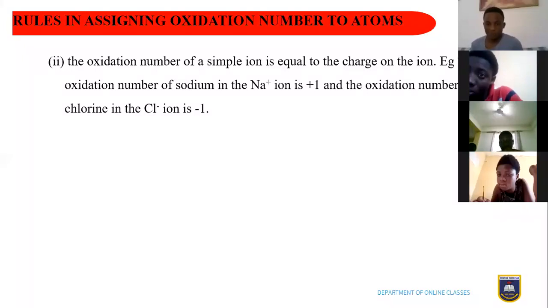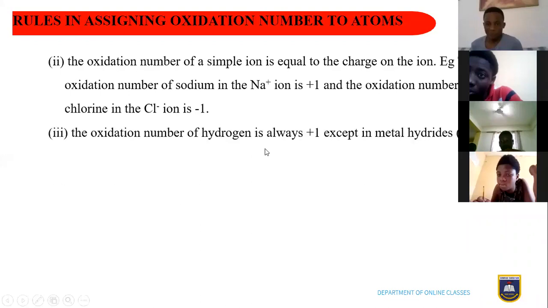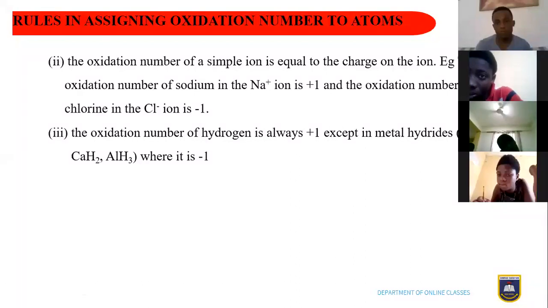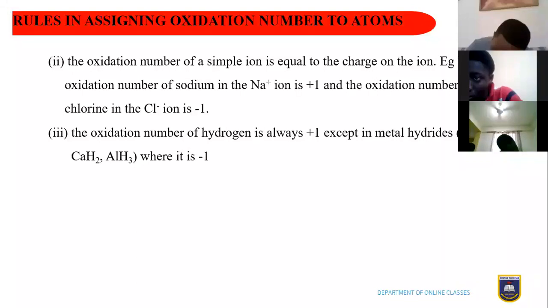Then the third one: the oxidation number of hydrogen is always +1, except in metal hydrides. Example, CaH2, AlH3, NaH, where it is -1. Anywhere you see hydrogen in any compound at all, its oxidation number is +1, unless the compound in which you see the hydrogen is what we call a metal hydride.